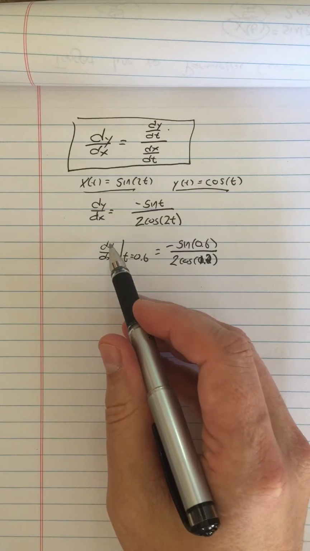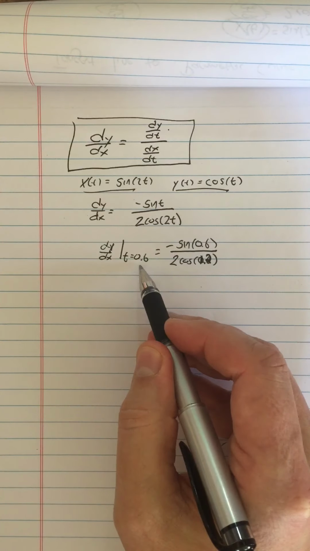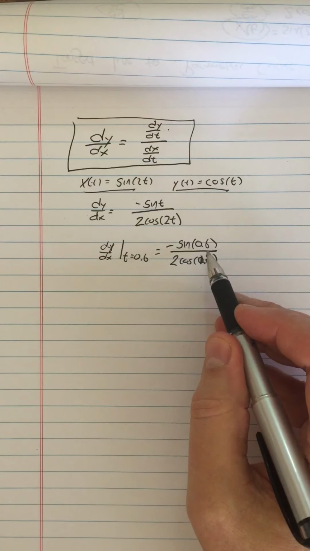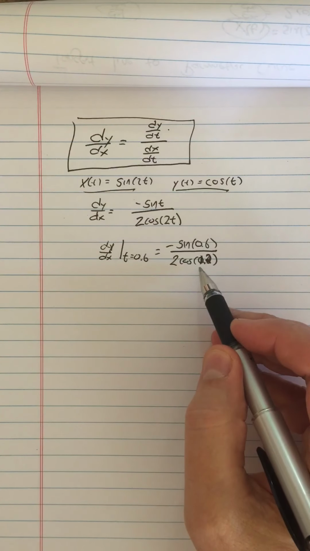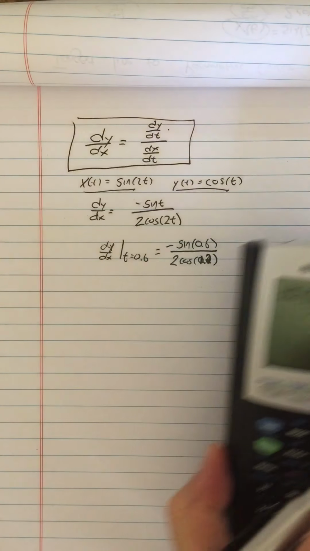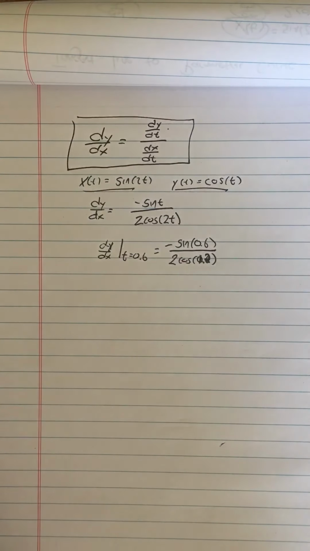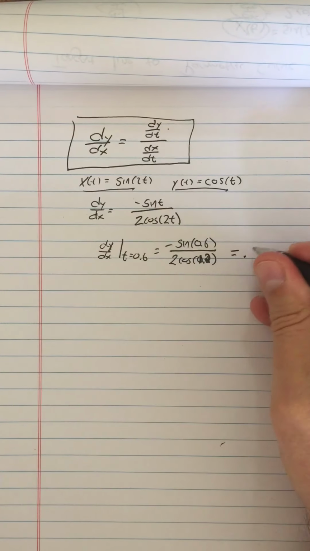So it's nice to be able to write dy/dx evaluated when t equals 0.6 of negative sine 0.6 over 2 cosine of 1.2, because it's 2t, so that's 1.2. It's easy to read, I'm sure. I did that on my calculator already. I got negative 0.779. So what can I do with that?